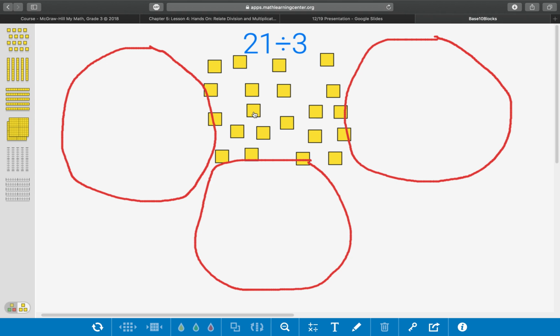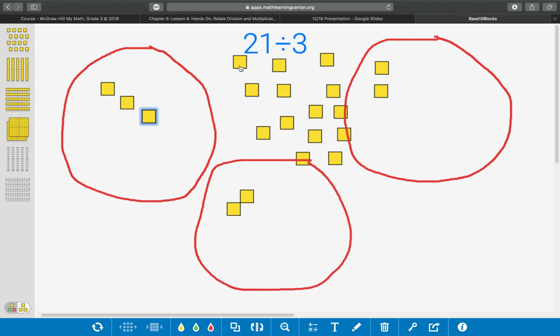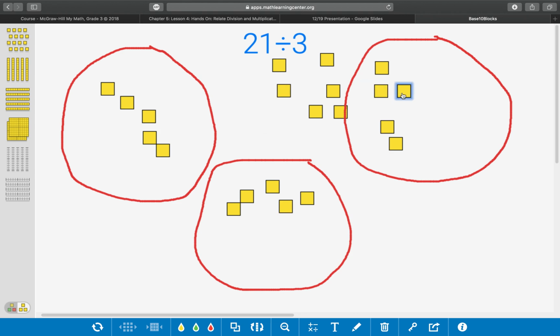The way that I make sure that they're equal is I take one at a time, and I put 1 in the first group, 1 in the second group, 1 in the third group, and then I do it again. 1, 2, 3. 1, 2, 3. I used all of them.